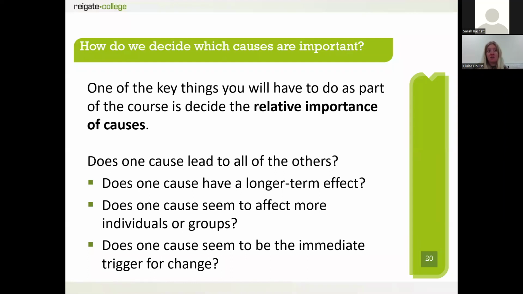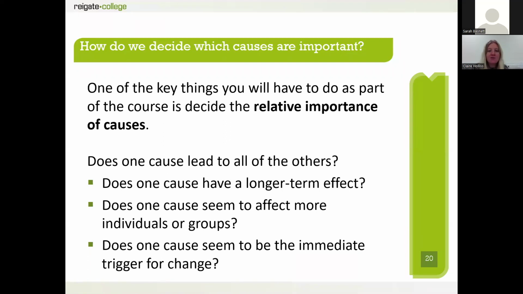The questions you've got to ask yourself are, firstly, is one cause seeming to lead on to all of the other causes? Is there a cause which seems to be the thing that's kicking everything else off? Does one cause seem to have a longer term impact, an effect that's lasting for a much longer time than some of the other causes? Is one cause having a more general effect across the whole population, or is it just affecting a small group? And does one cause seem to be the straw that breaks the camel's back, a trigger for change or for any key events? Those are all things you can think about when you're assessing the relative importance of causes.